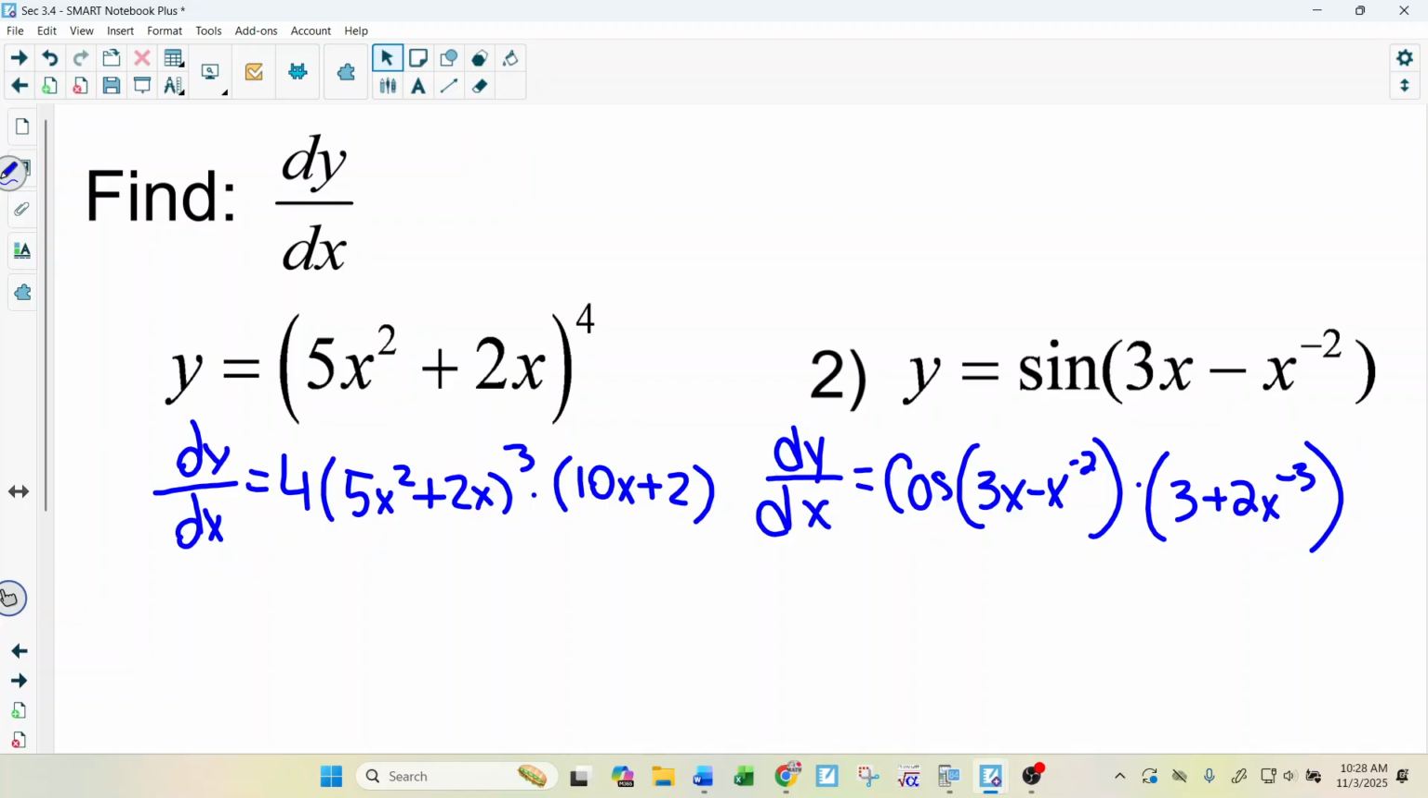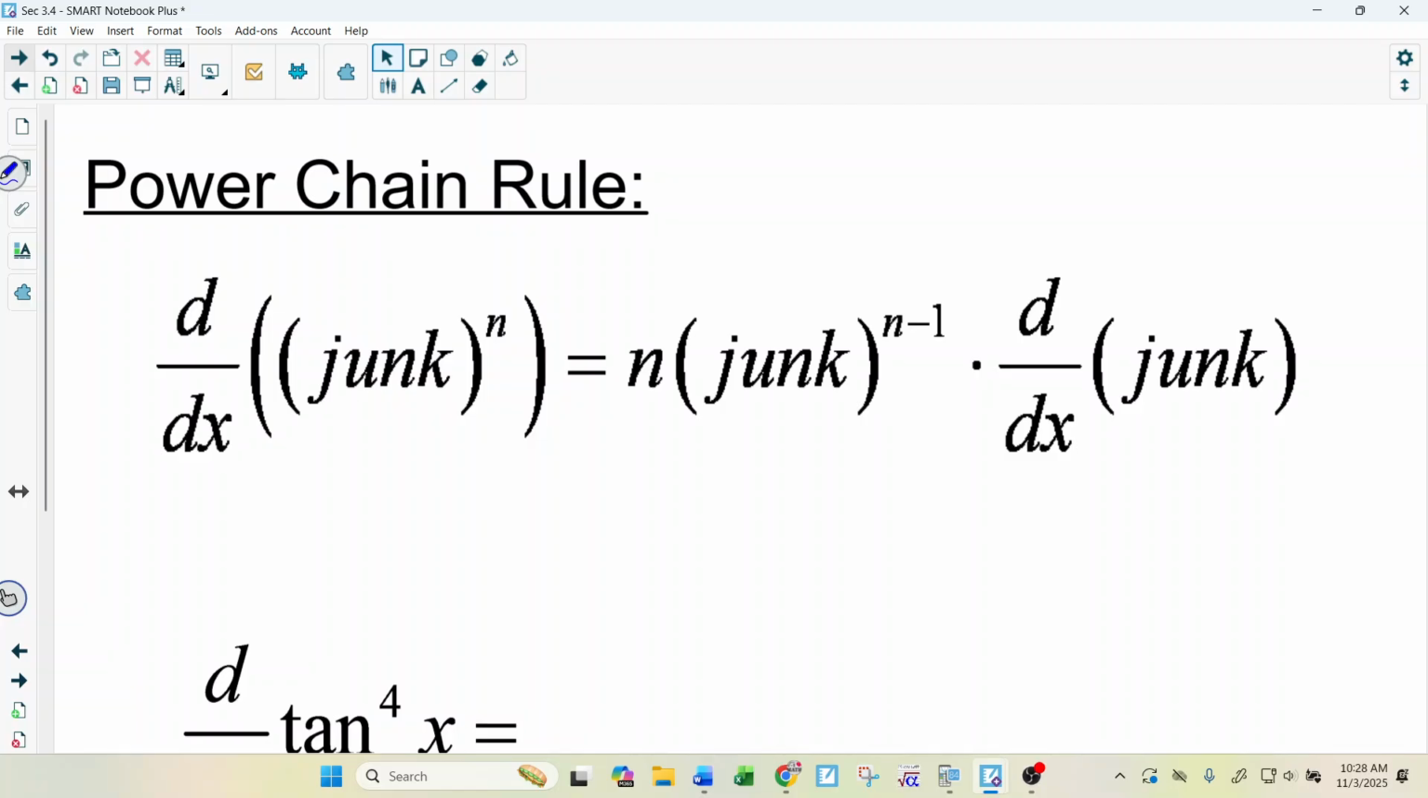All right. So basic idea of the chain rule: derivative of the outside, inside stays the same, times derivative of the inside. Okay? All right. Let's kind of kick it up a little bit here. Let's look at what's called the power chain rule. So when we're looking for a general trend here, the general trend says this.